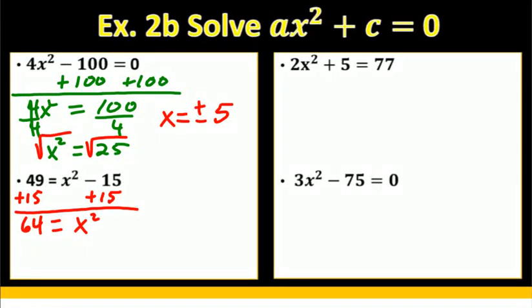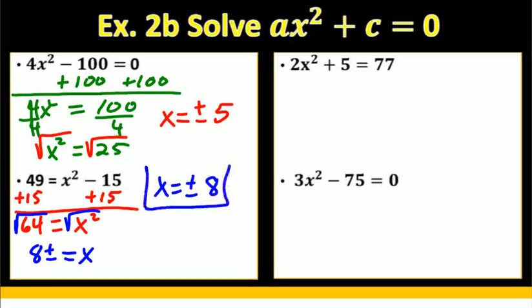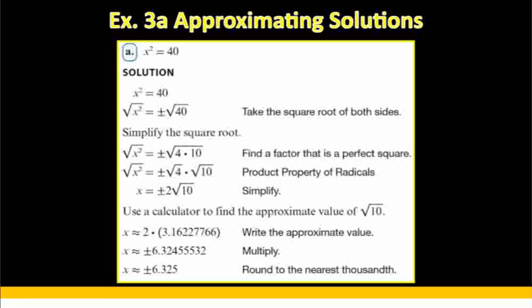Now to get this to be plain x, to undo a square, I need to find the square roots of both sides. So that leaves me with x equals, and I have a positive and a negative answer here. Square root of 64 is 8. So our answer, x can equal a positive and a negative 8. I'm going to have you do the next two yourself.